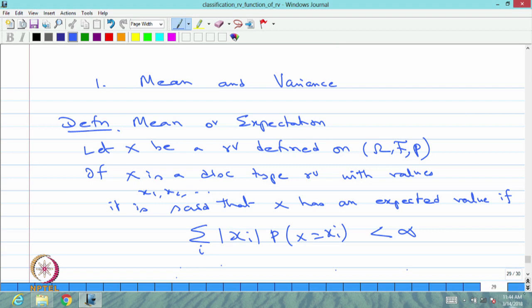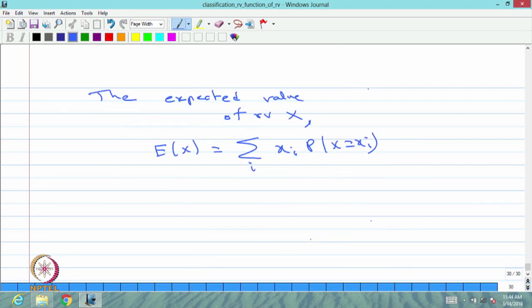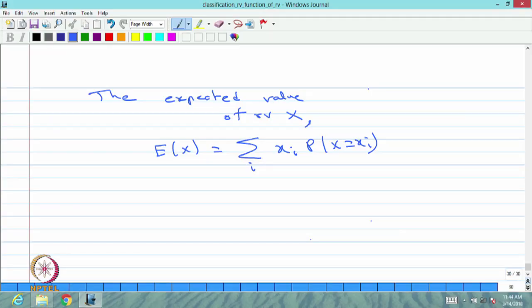Then without absolute sense, the similar series, summation of x i with the probability of p of x equal to x i, that is going to be the expected value. If the series converges in absolute sense, then it is going to converge here. So, we are using the calculus sequence convergence concept to conclude the expected value of a discrete random variable exists.